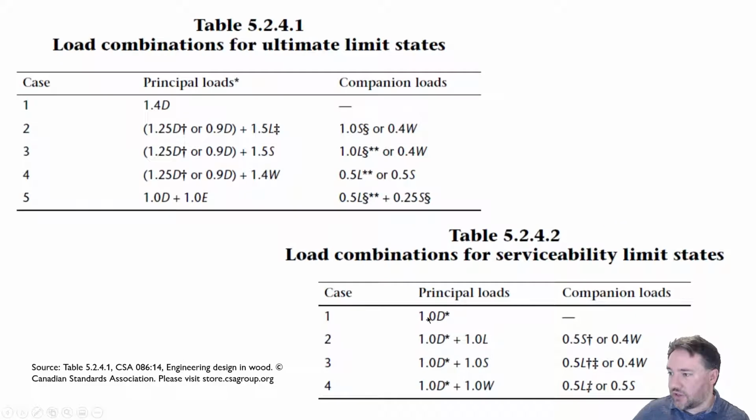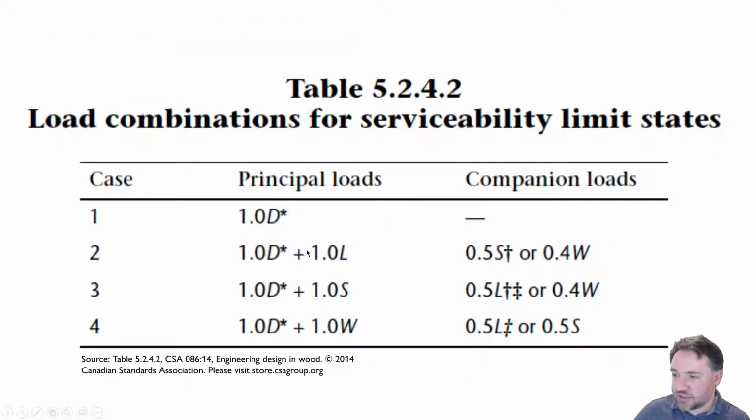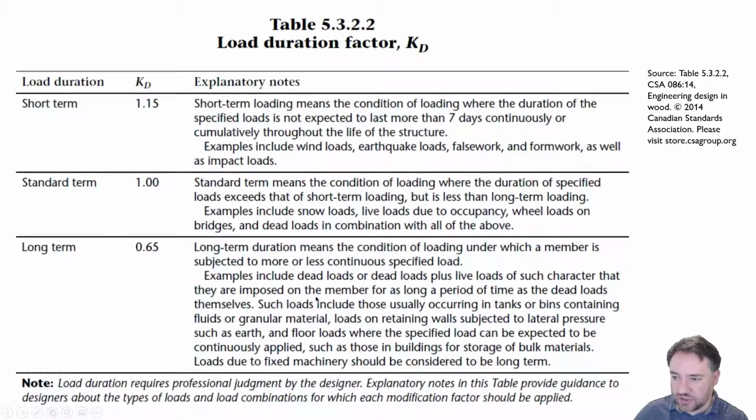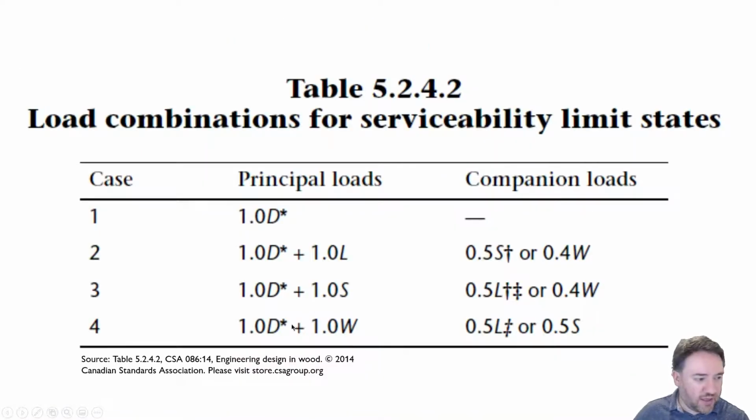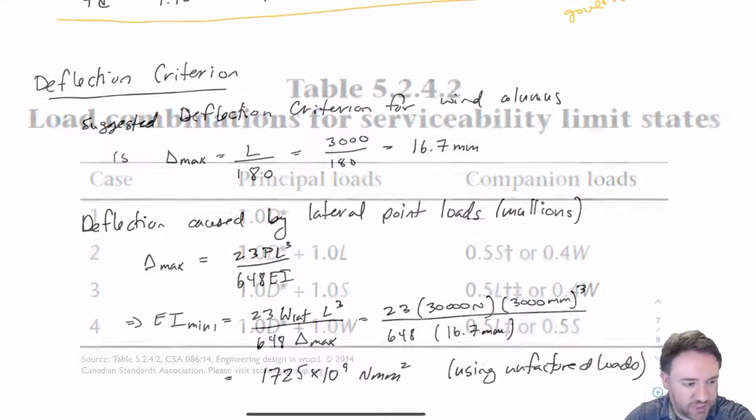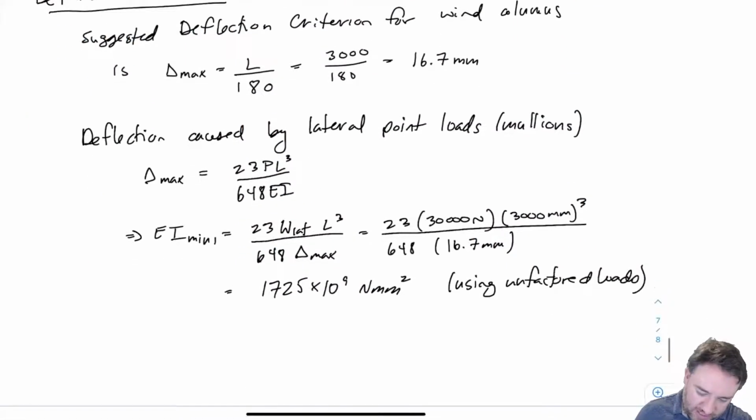We would use our table for serviceability limit states, which looks like this. Basically, it's the W that causes bending in the same direction as this bending. We're going to see that the effect is small, so it's going to turn out that we don't have to check both. We're going to use 1.0 times dead plus 1.0 times W. We're not going to include the companion load because that's not going to cause bending in the same direction. And I have an equation for calculating that deflection.